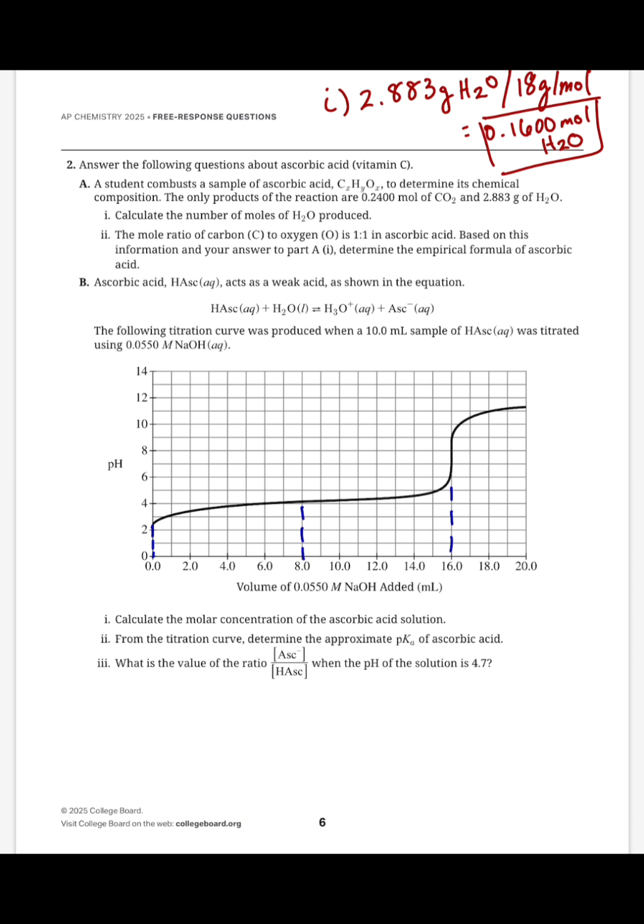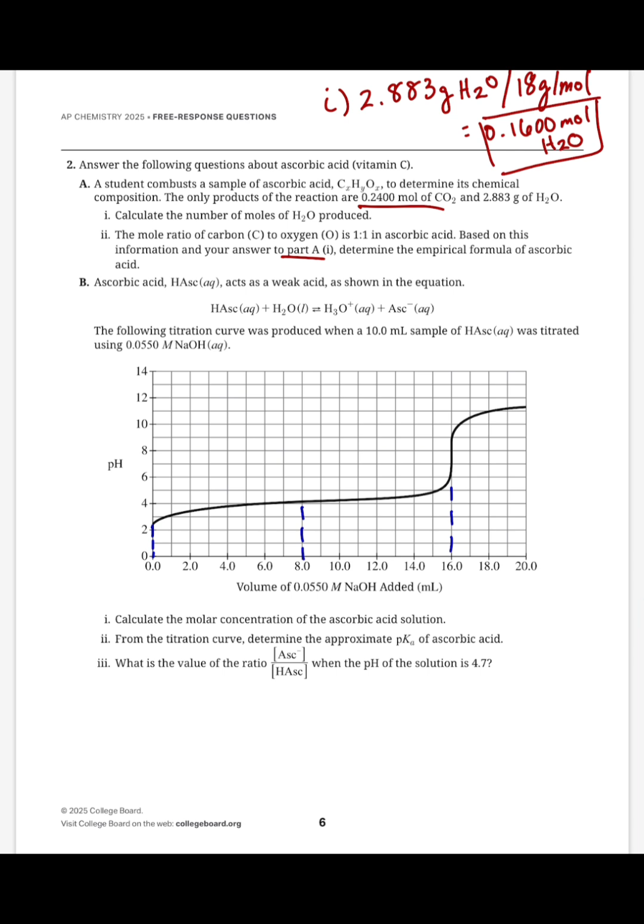For II, it tells us the mole ratio between carbon and oxygen is 1:1 in ascorbic acid. Based on this information and your answer from part A, section I, determine the empirical formula of ascorbic acid. The information we're going to need is the value that we just calculated, because they told us we have to use it, and also this mole value of the CO2 that's given.